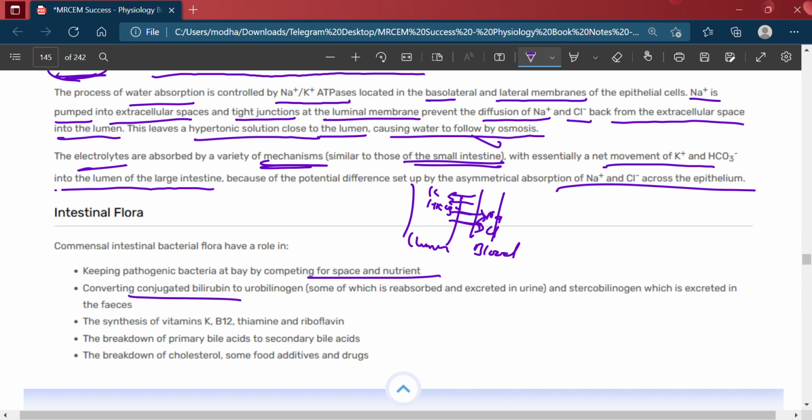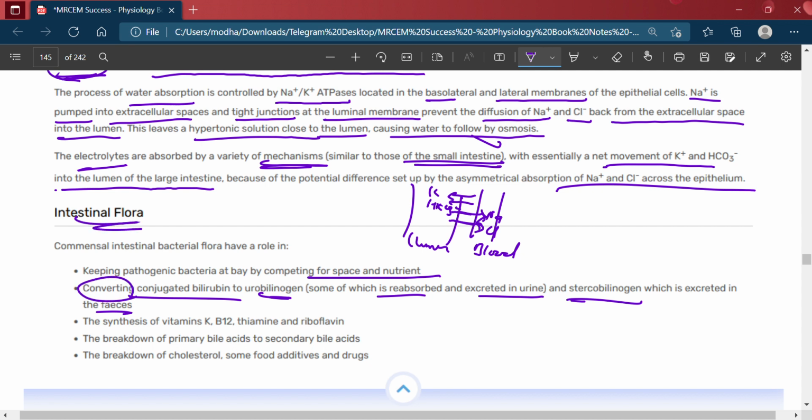conjugated bilirubin to unconjugated bilirubin, some of which is reabsorbed and excreted into the urine, and to stercobilinogen, which is excreted in the feces. This conversion is done by the intestinal flora.